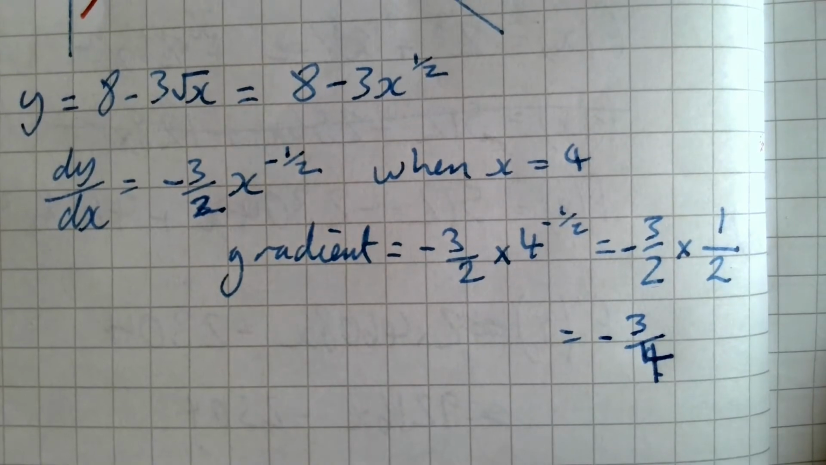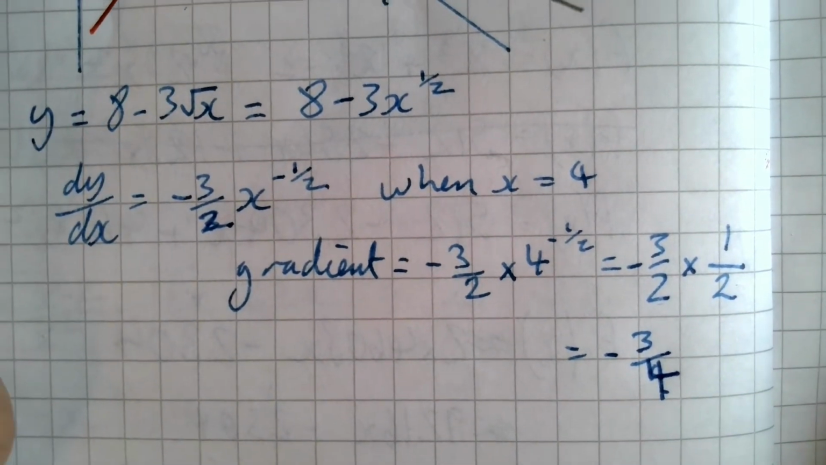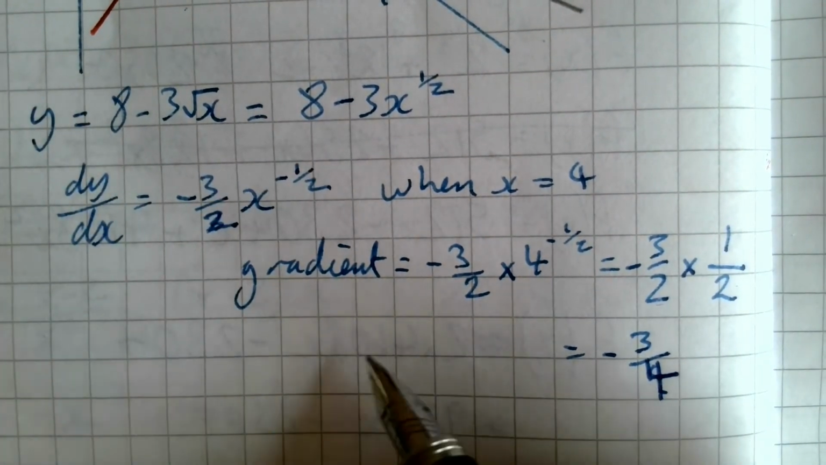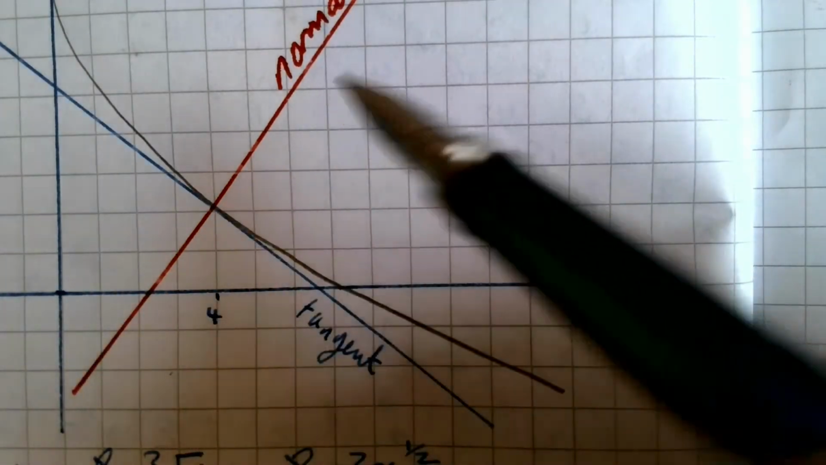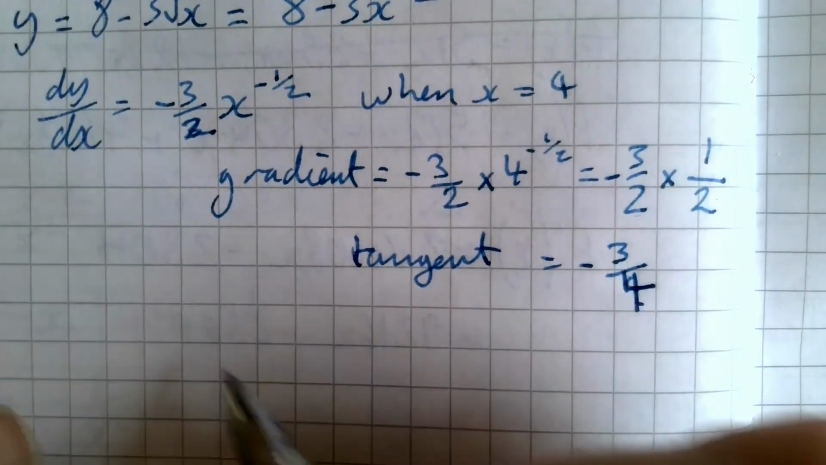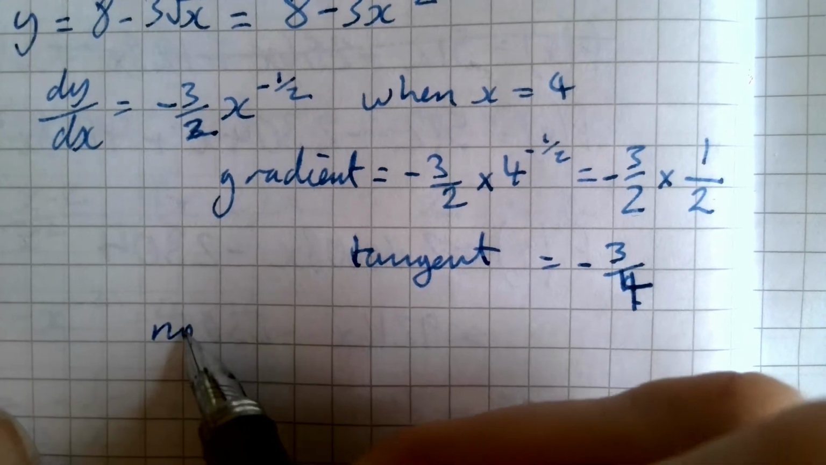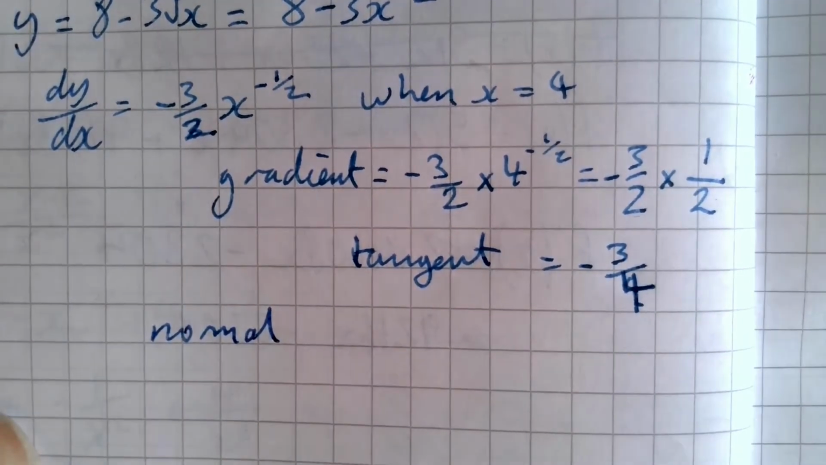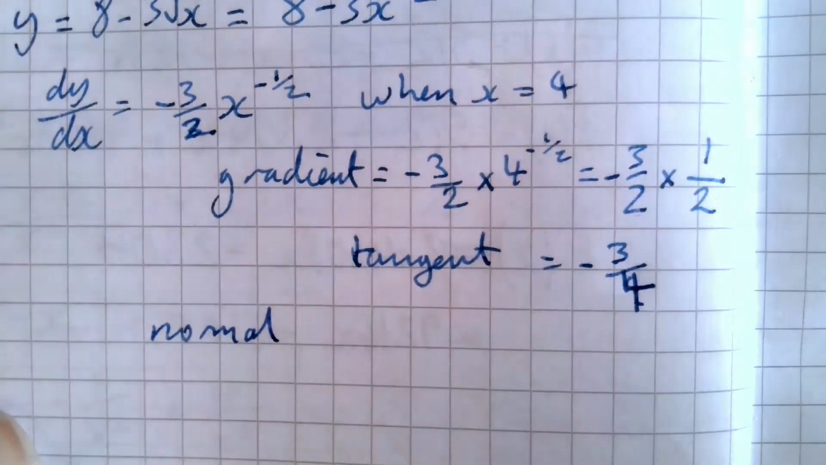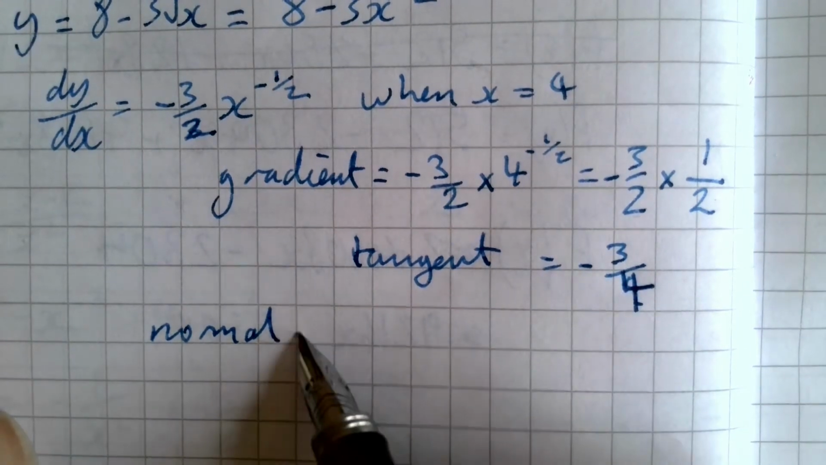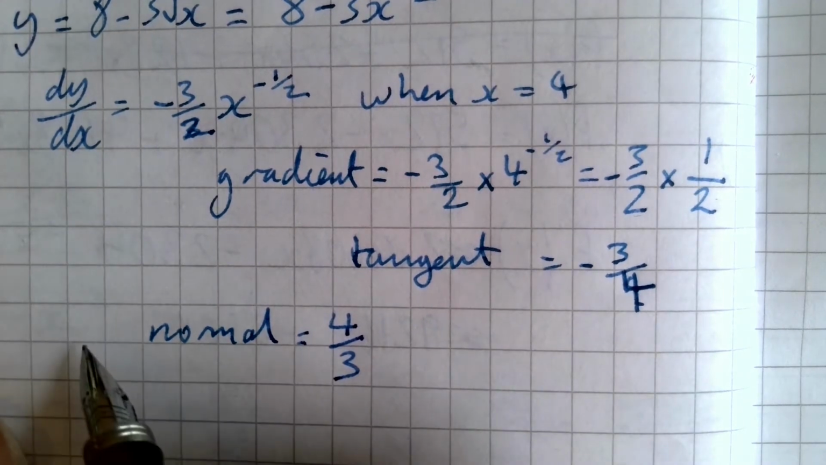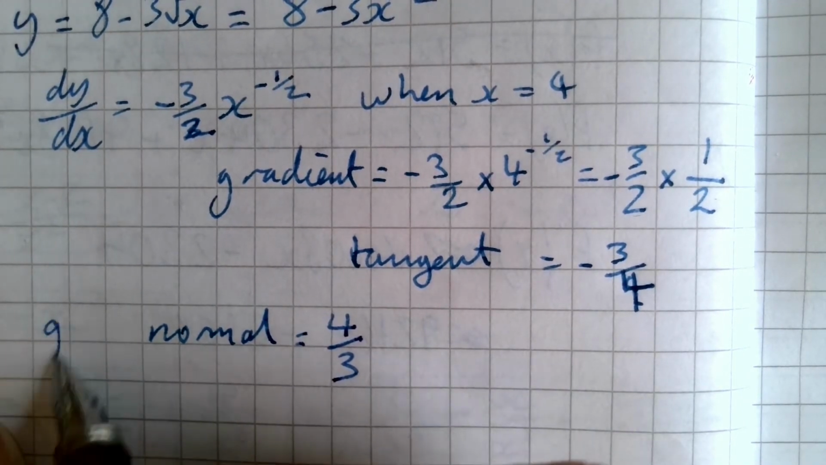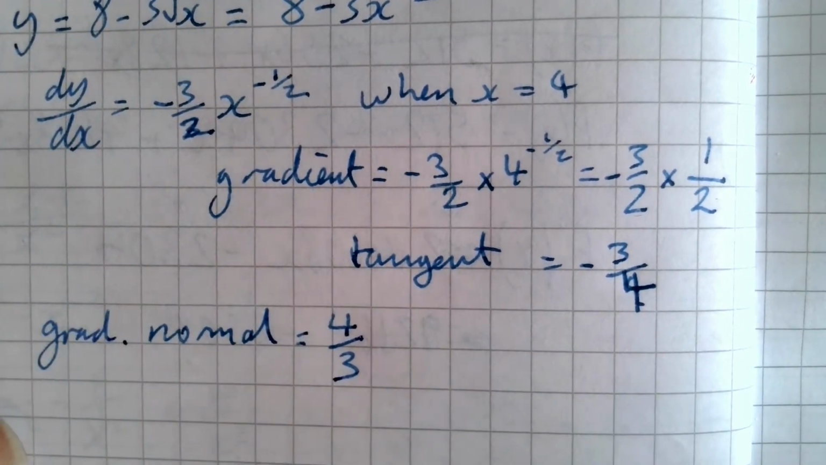Now, that's the tangent though, isn't it? And that's what we were looking to be negative, and positive would be the normal if we look back at here. So the gradient of the normal is going to be the negative reciprocal. So from negative it becomes positive, turn the fraction upside down. So the gradient of the normal is 4/3.